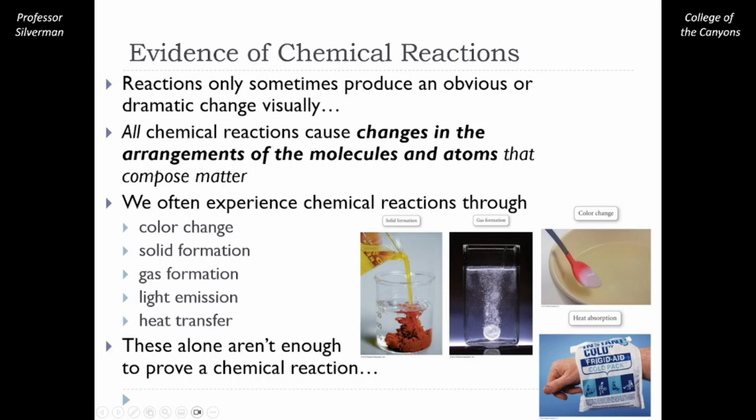For chemical reactions, we need to have different chemical structures before and after this happens. And there are some clues here: a color change, a solid formation, a gas formation, emitting light or transferring heat are clues that a reaction might be happening, but really we want to know about how the atoms are moving around.